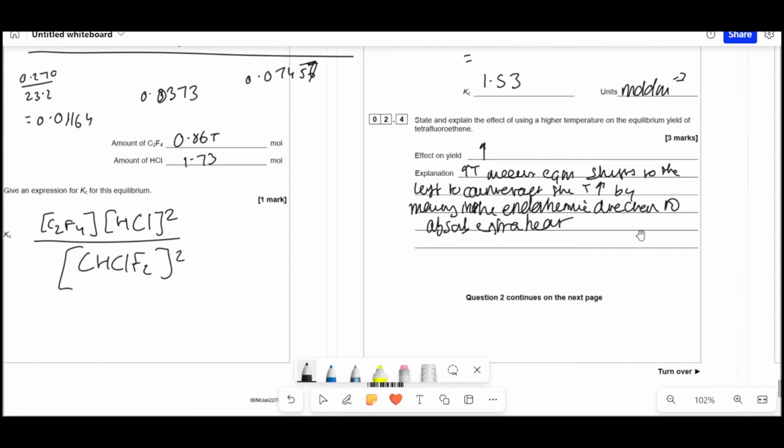So it does seem a bit excessive writing that, but it just guarantees the marks every single time. Because sometimes it'll say, do you know, counteract the change and so on. Just say it off the bat. It's moving to the left or the right. Why? To counteract whatever change you made. How? By moving in the endothermic direction to absorb the extra heat.